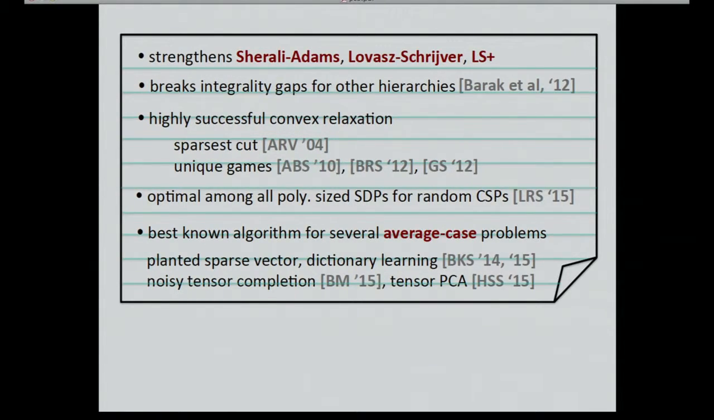It's also very successful as a convex relaxation for various problems like sparsest cut and unique games. There's also this beautiful work of Lee, Raghavendra, and Steurer that shows that among certain types of problems, certain types of random CSPs, it turns out to be optimal in terms of its size among all poly-sized LPs. So I'll just mention that briefly. It's also one of the best known algorithms for a lot of average case problems like planted sparse vector, dictionary learning, noisy tensor completion, tensor PCA.